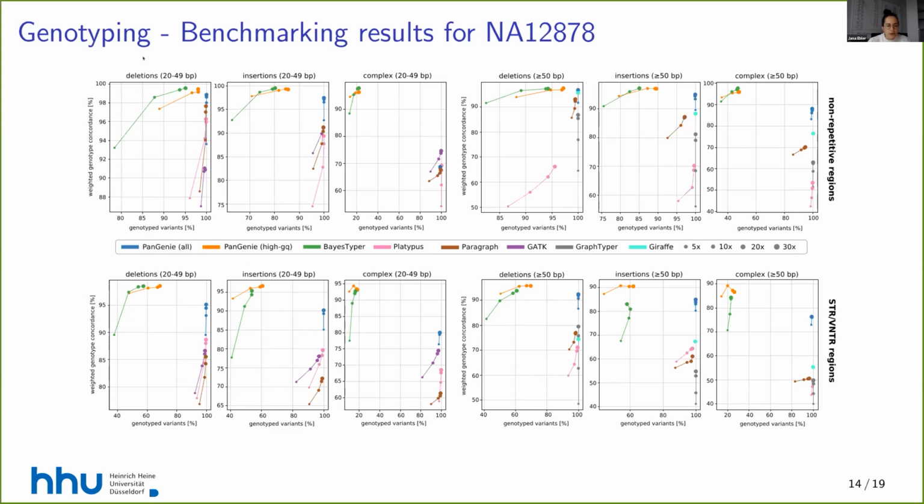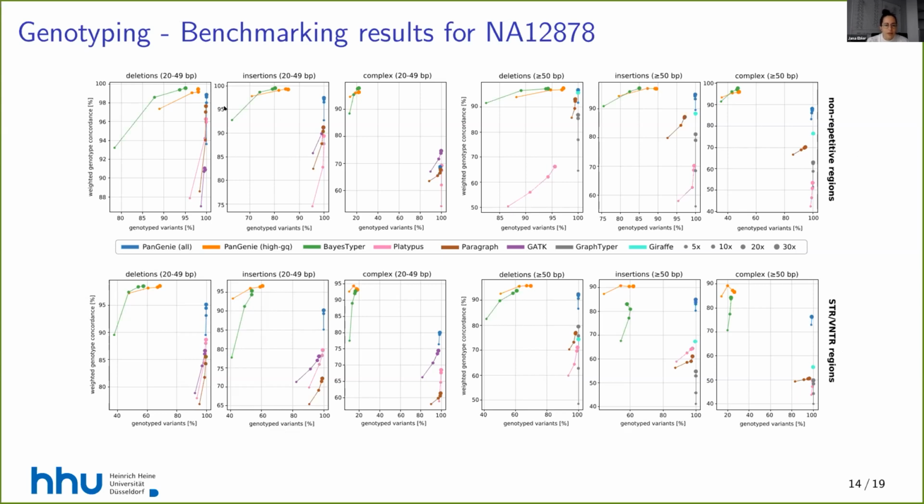Okay, and then we also consider different categories here. So we have deletion and insertion alleles. So these are all the alleles falling into diploid regions in the pangenome. And then we have these complex regions defined by all bubbles in the graph that have more than 2 branches. So all the alleles which fall into such a bubble in the graph are counted as in this complex category here. And these are the ones which are harder to genotype. And then on the top here, we show results in the non-repetitive regions of the genome. And below here, we show results in the STR, VNTR regions.